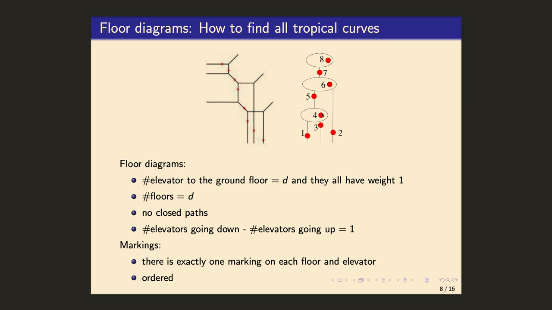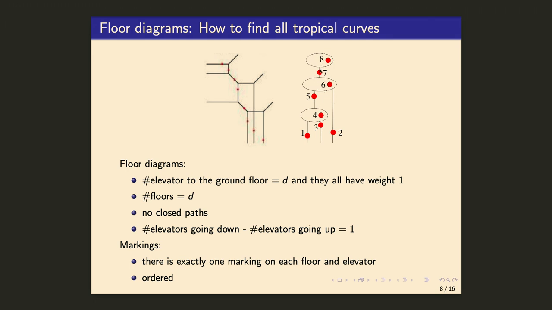If there was another elevator here, this wouldn't be allowed. And the number of elevators going down minus the number of elevators going up at each floor is always 1. So here, there's 2 going down, 1 going up. So the difference is 1. Same here, 2 going down, 1 going up, difference is 1.